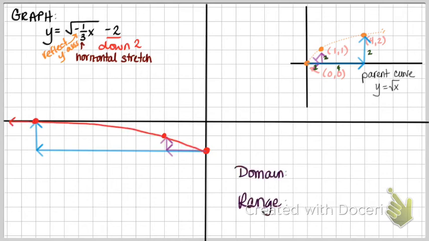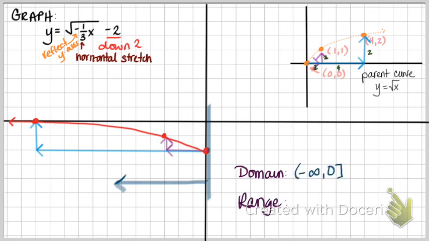Domain and range. Our domain is all about left and right. So we find that extreme, which is the endpoint. It's at 0. And the graph exists entirely to the left of that, which means that 0 is going to be the upper boundary for my domain.